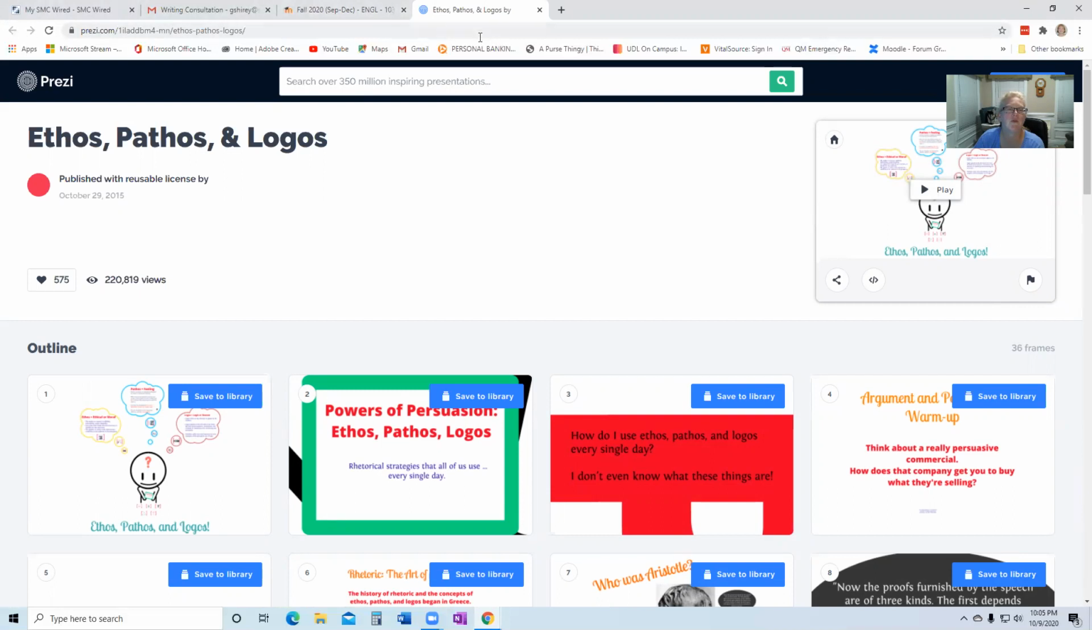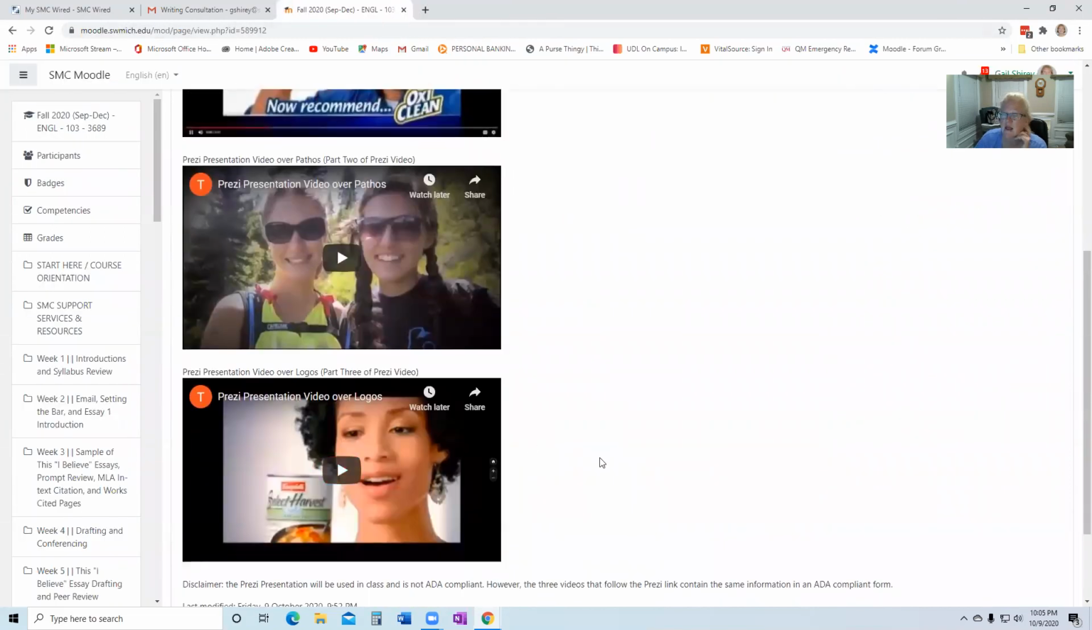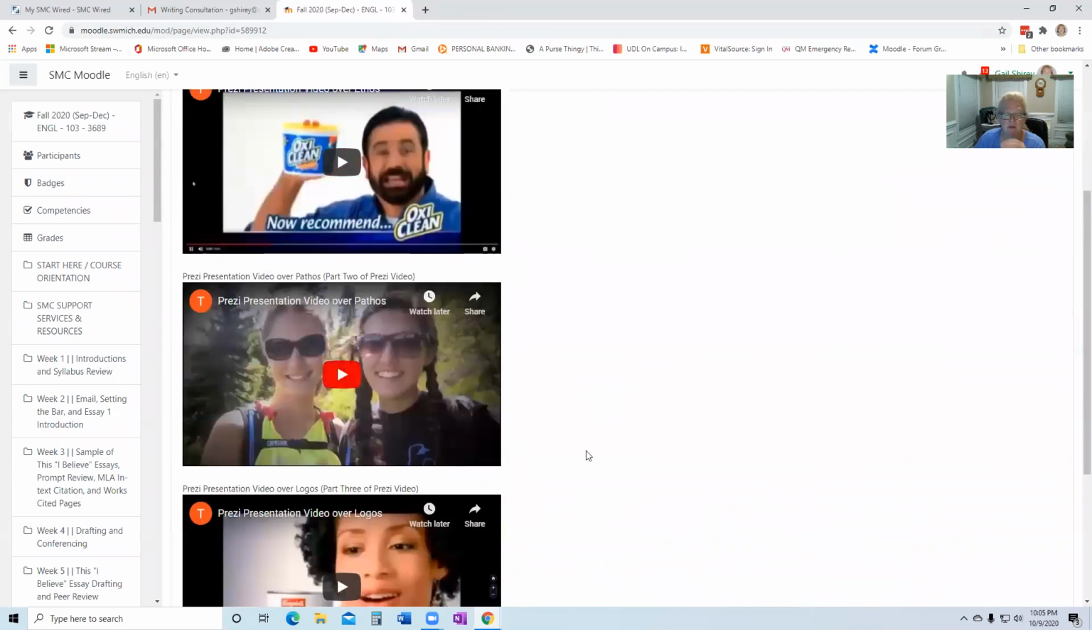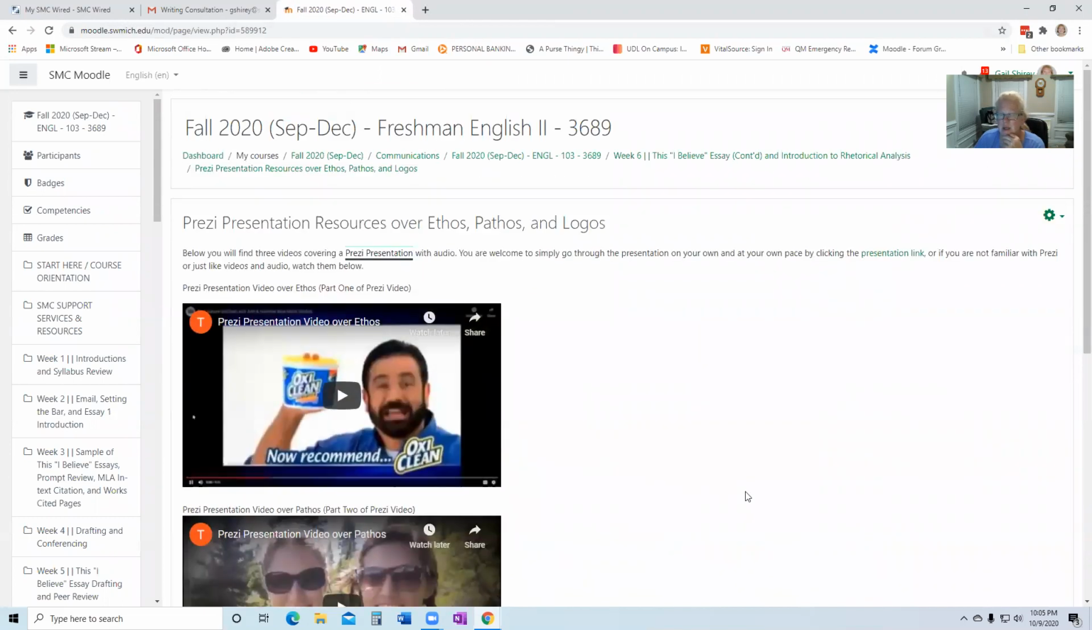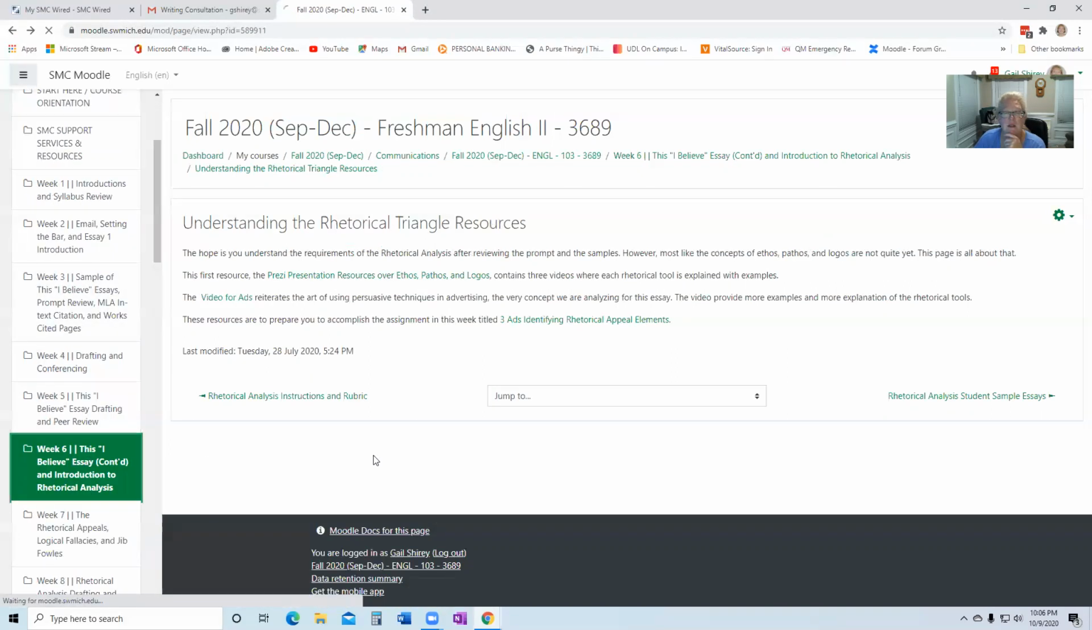If you prefer, you may do the videos if that is easier for you to understand, or you have trouble with Prezi, or maybe your computer's not working with Prezi. The videos are there for ADA compliance. They all contain the same thing: the Prezi information and the videos information. It's all the same information, and essentially we're talking about logos, ethos, and pathos in all of those. We do have other resources embedded for you as well to help you out.